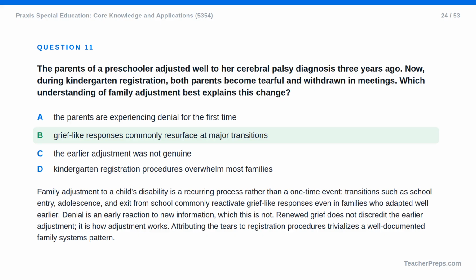Renewed grief does not discredit the earlier adjustment. It is how adjustment works. Attributing the tears to registration procedures trivializes a well-documented family systems pattern.